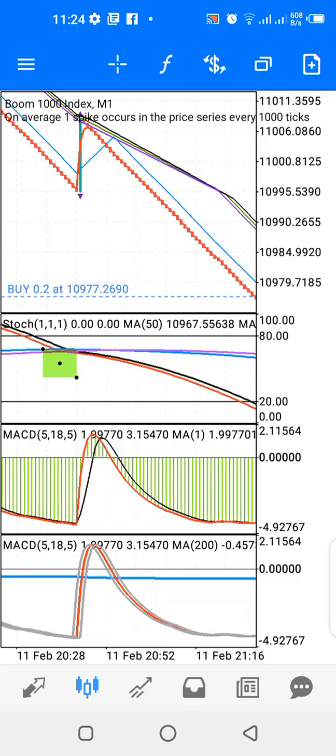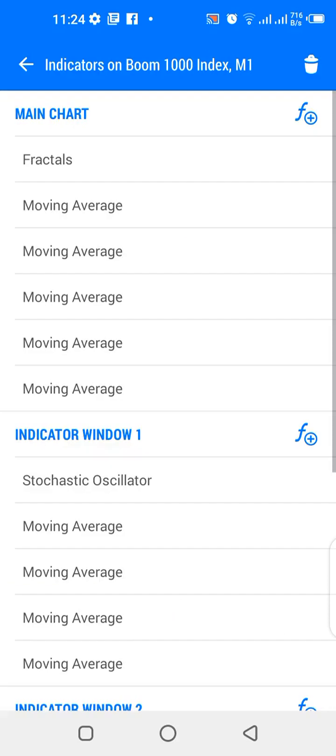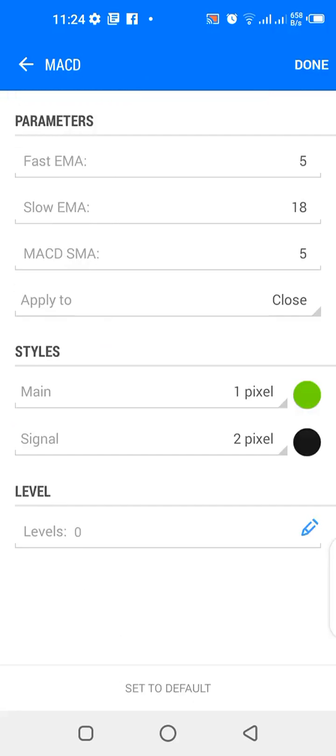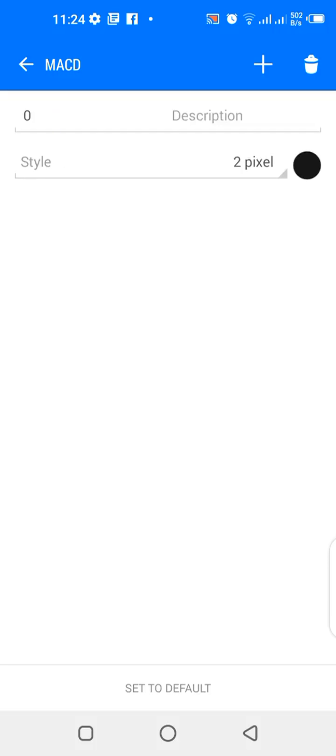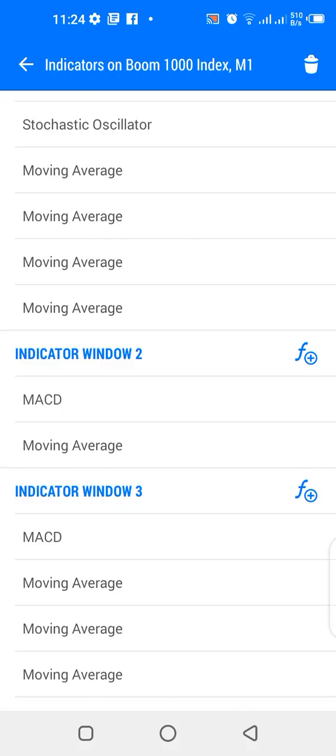Let's go back to the 4-hour time frame and look at indicator window 2 settings. For indicator window 2, we have MACD. The parameters: fast EMA is 5, slow EMA is 18, MACD SMA is 5, apply to close. The color of the main style is green, the color of the signal style is black, and the level is 0. Color of the level is black. So that's for the MACD on indicator window 2.